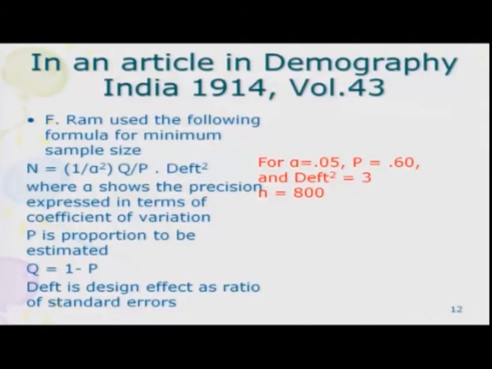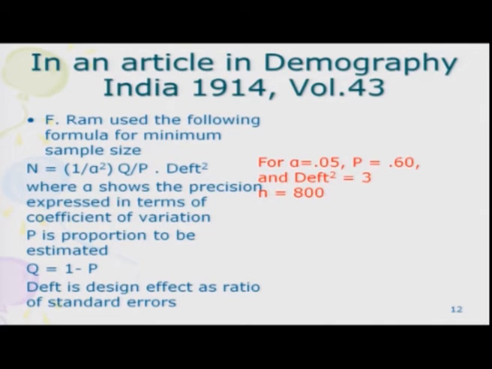In an article in Demography India in 2014, it cannot be 1914. There was no Demography India in 1914. In 2014, in volume 43 of Demography India, Fauzdar Ram used the following formula for minimum sample size. Fauzdar Ram was the director of International Institute of Population Sciences and a noted demographer. His formula was that n equal to 1 upon alpha square Q upon P into Deft square.